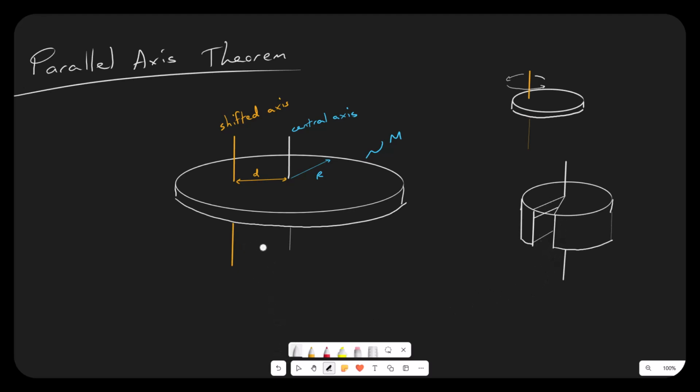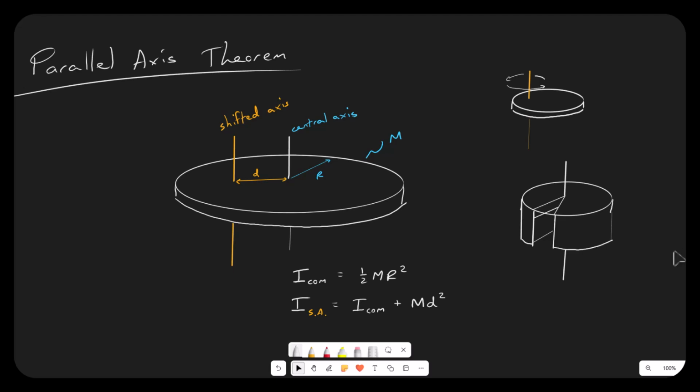Back to the parallel axis theorem. The moment of inertia about the central axis, in this case about the center of mass, is going to be, this is a solid cylinder, so it's going to be half m r squared. If I want to work with a shifted axis, the moment of inertia about that shifted axis is going to be the moment of inertia about the center of mass plus m times d squared. And that's really it. It's not more complicated than that.